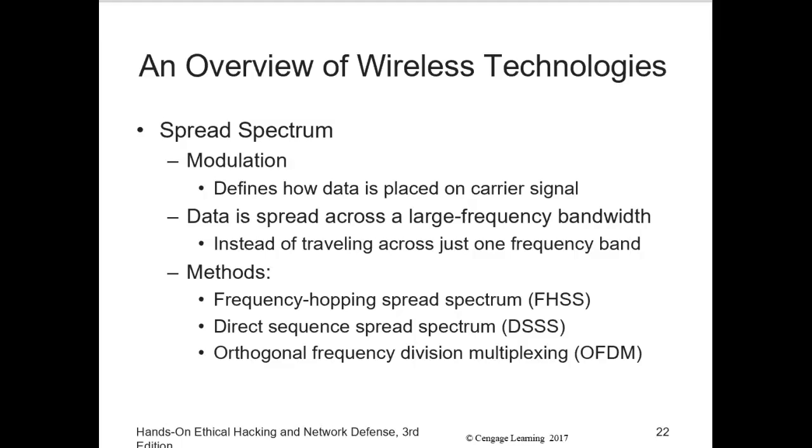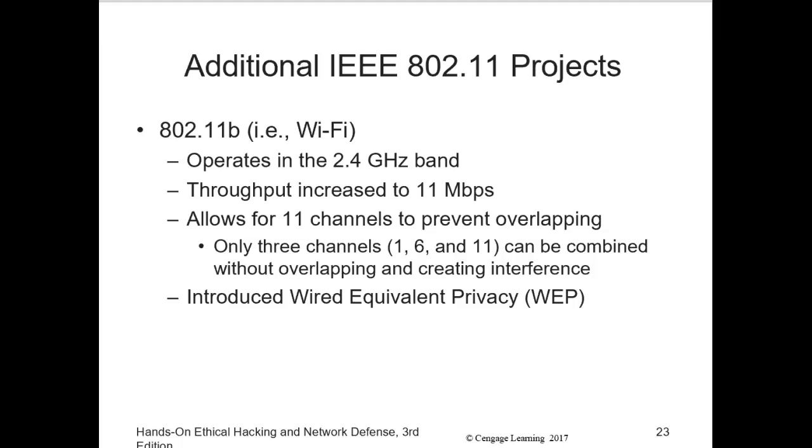Now, there's a little bit in the literature we read this week on spread spectrum, including modulation, which defines how data is placed on a carrier signal. Data is spread across a range of frequencies. Really what I want you to know is that there are frequencies and channels within them, and those are usually the reasons for interference issues. I think that would be the point.